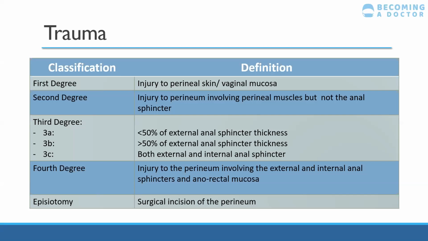And then fourth degree is going all the way through to the anorectal mucosa. And then an episiotomy is when we do a surgical incision of the perineum, and this is basically to increase the diameter of the vulva.